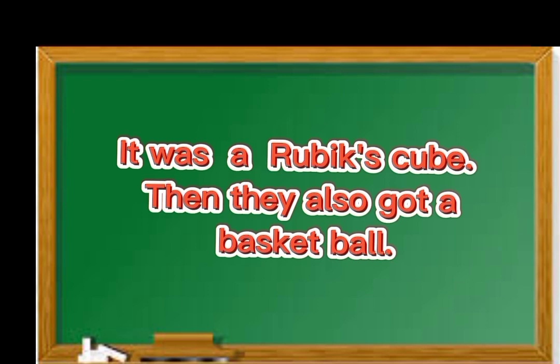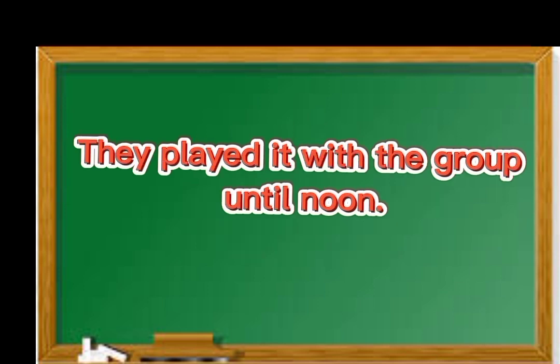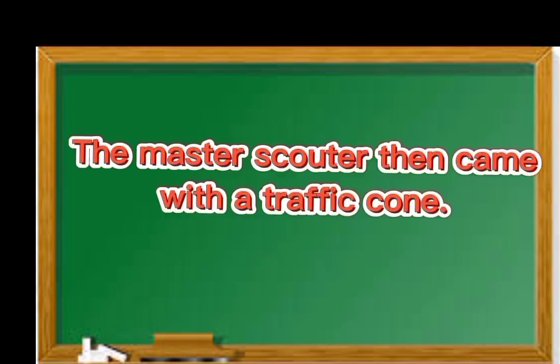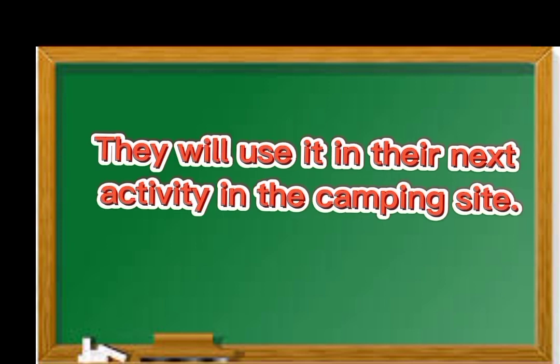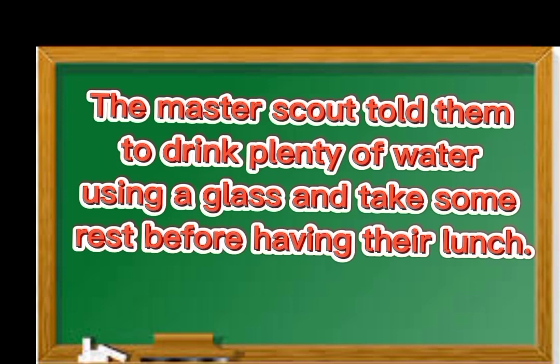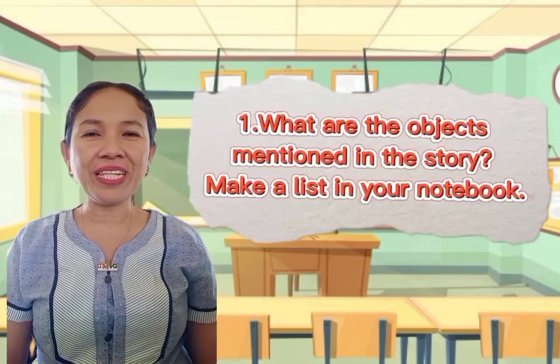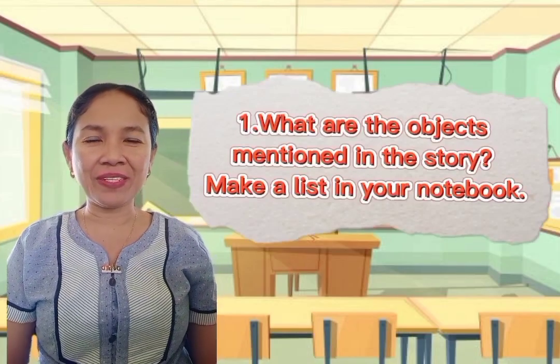Then they also got a basketball. They played it with the group until noon. The Master Scouter then came with a traffic cone. They will use it in their next activity in the campsite. The Master Scouter told them to drink plenty of water using a glass and take some rest before having their lunch. What are the objects mentioned in the story?